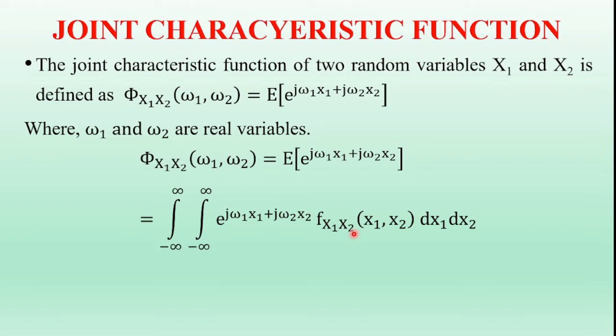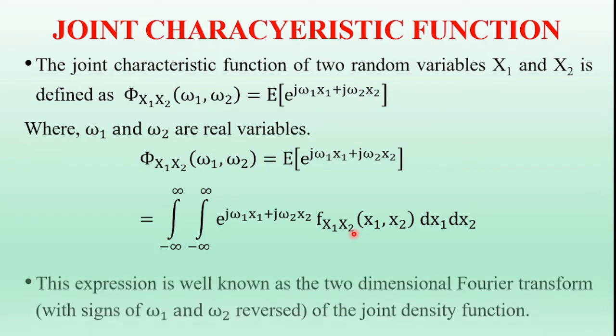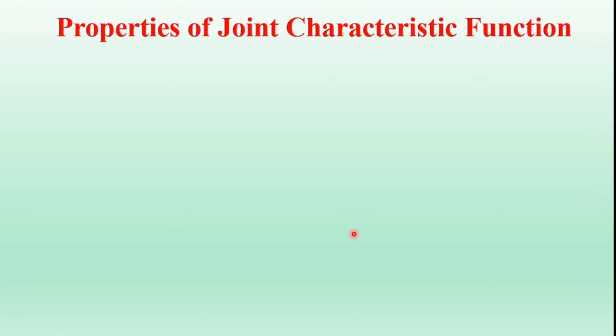So this is the definition of the joint characteristic function for the continuous case, for the random variables x1 and x2. Next we are going to discuss the properties of the joint characteristic function.